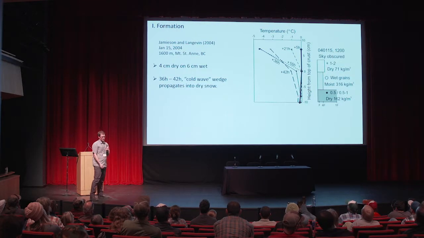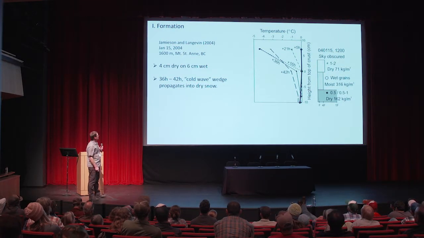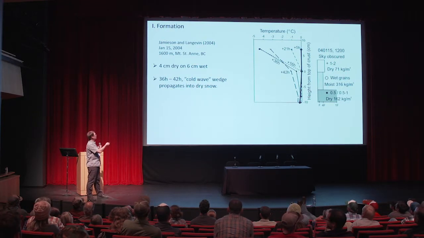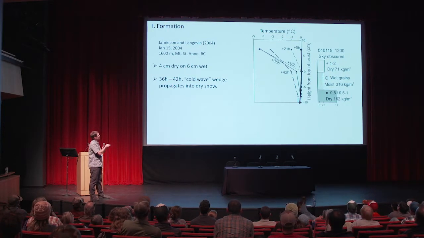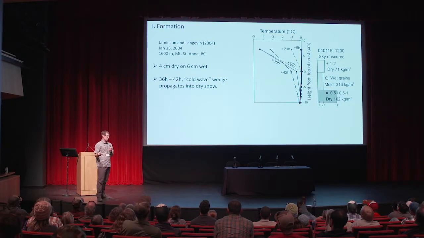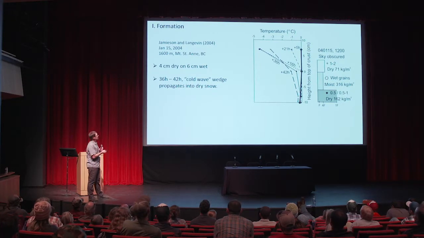And just to illustrate this point a little bit better, this is a great example from a Jamieson paper, and this is in the British Columbia Mountains. It's a little different because it's dry on wet, but I want to show the time sequence of freezing of this wet layer here with dry on top. And he's got thermistors in the snow that stay there while a frontal passage comes through and it gets really cold and the crust freezes. So I'll just walk you through his time increments here.